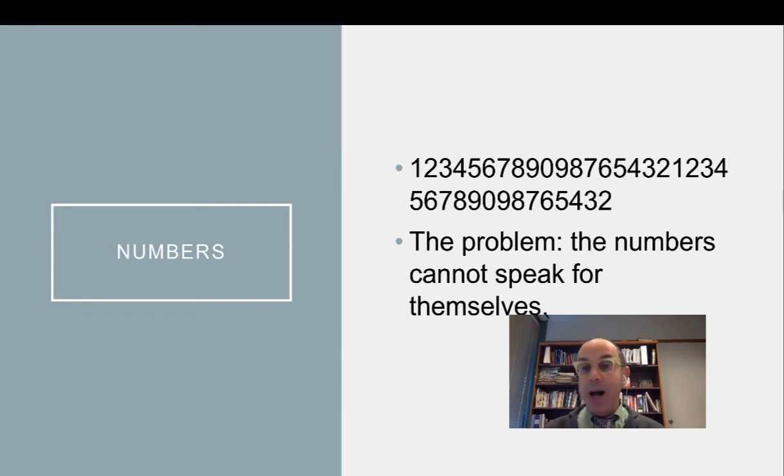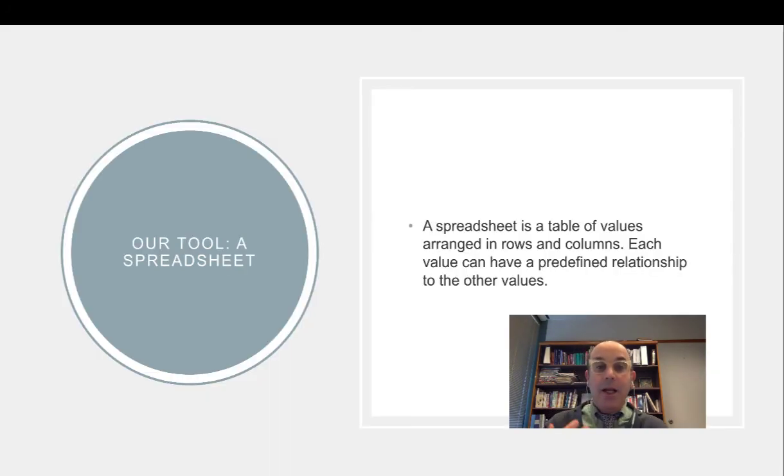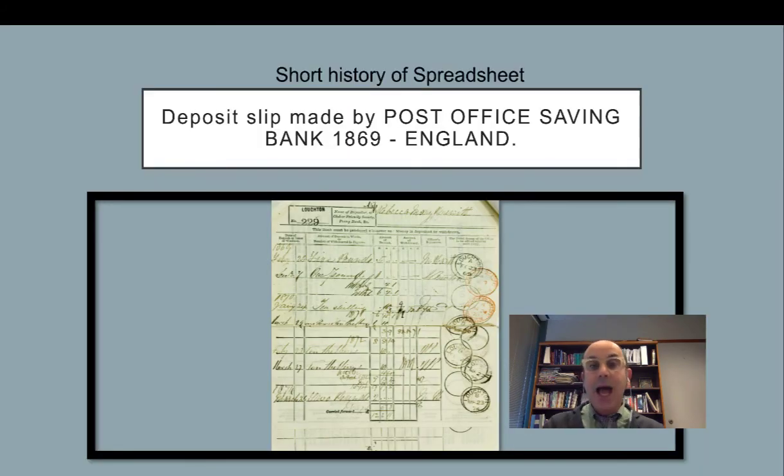One of the biggest problems we have with numbers is that the numbers cannot speak for themselves. If I give you a set of numbers, it doesn't mean anything to you. So in order for us to address this, we create a spreadsheet, where each value can have a predefined relationship to another value.